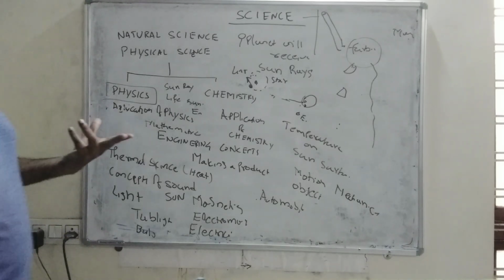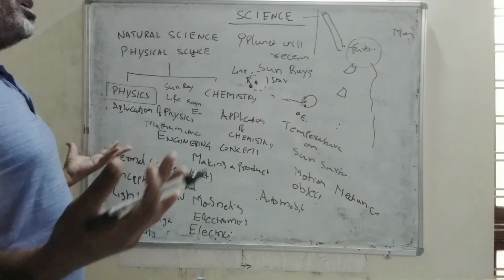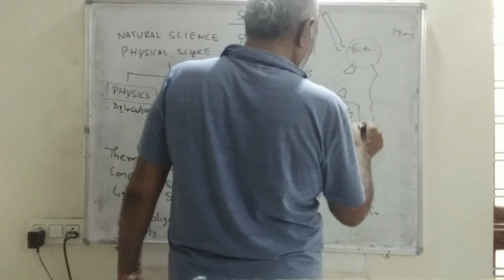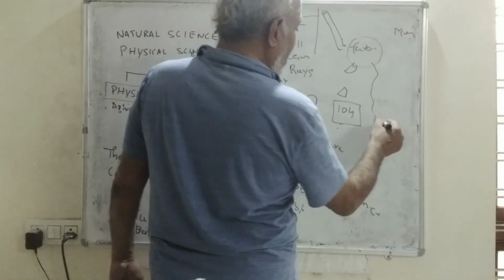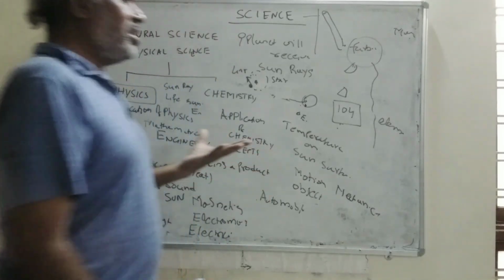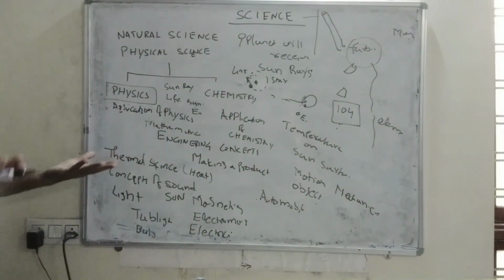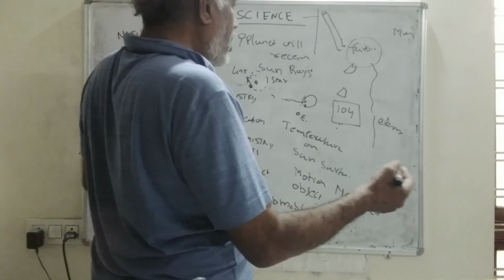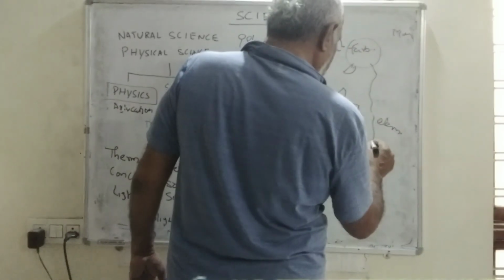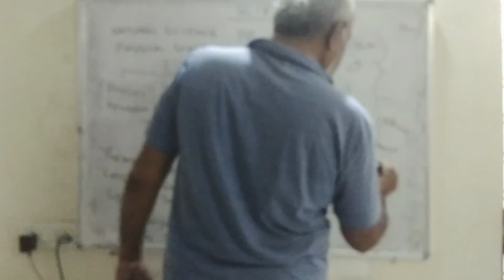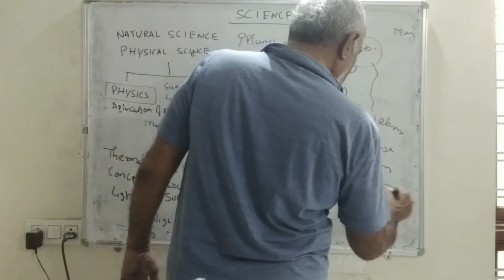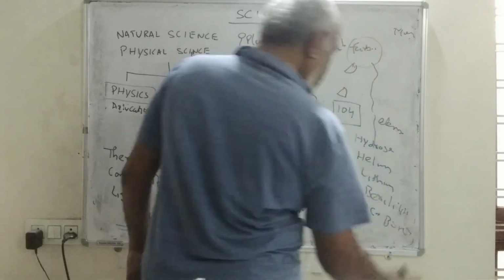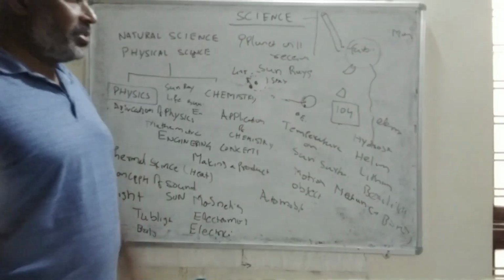Now chemistry. In this world, we have identified 104 or so elements, I don't remember the exact value. Elements in the universe or on Earth. So what are these elements? Hydrogen, helium, lithium, beryllium, boron. It will go up to 104 elements.